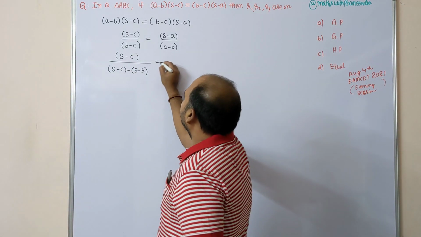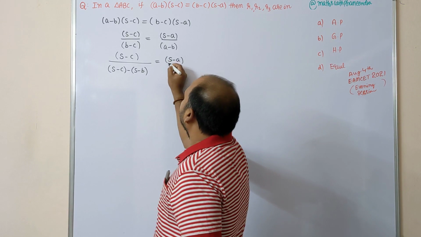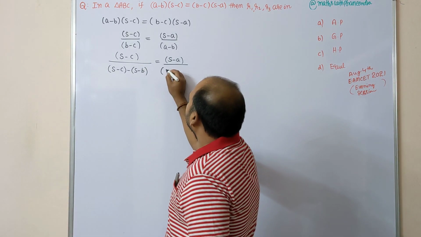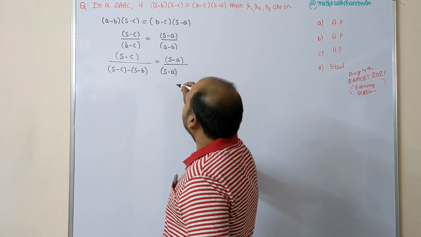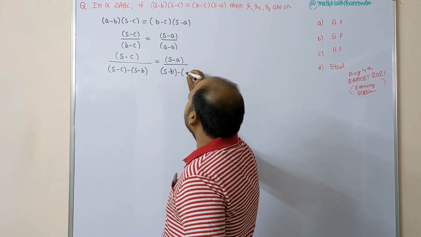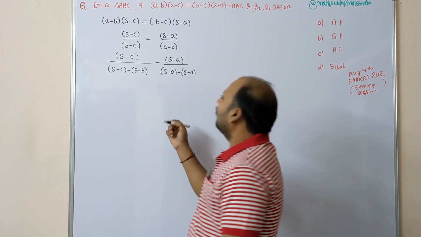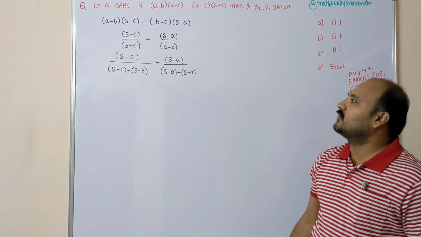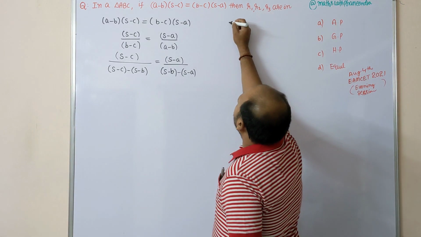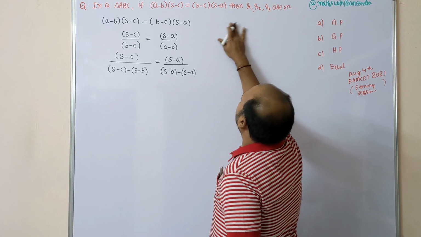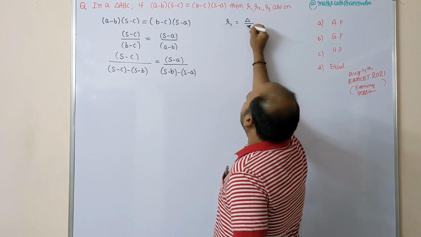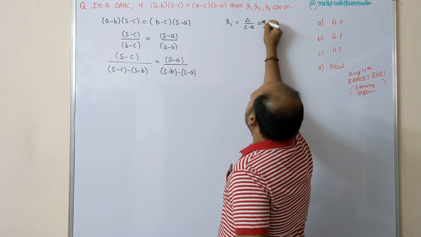Similarly, (s minus a) divided by a minus b, which is (s minus b) minus (s minus a). This is the way we can write it. Now the formulas of r1, r2, r3 in terms of delta and s minus a: r1 equal to delta by (s minus a). From this, making s minus a the subject, it becomes delta by r1.